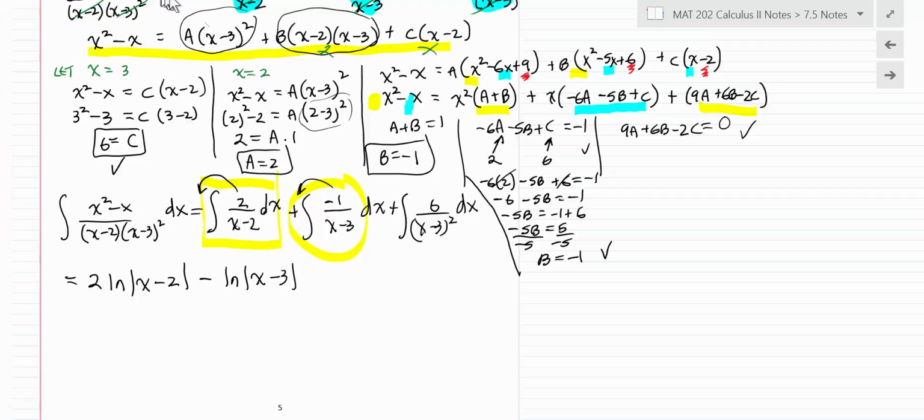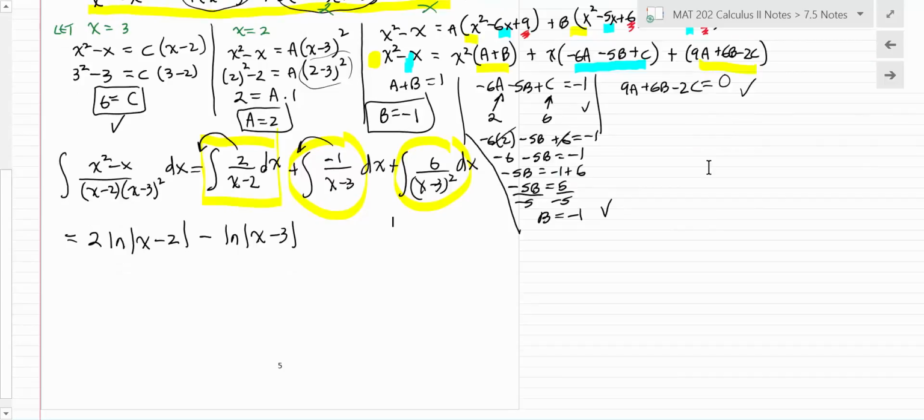Now, this last one is different. That is not a natural logarithm one. You've got to do something with U-substitution because you have a second power there. It may end up being an ln, but you've got to go through a U-substitution integral. So let's focus on just this integral. I'm going to bring the 6 out, so we have 6 times the integral of 1 over x minus 3 squared dx.